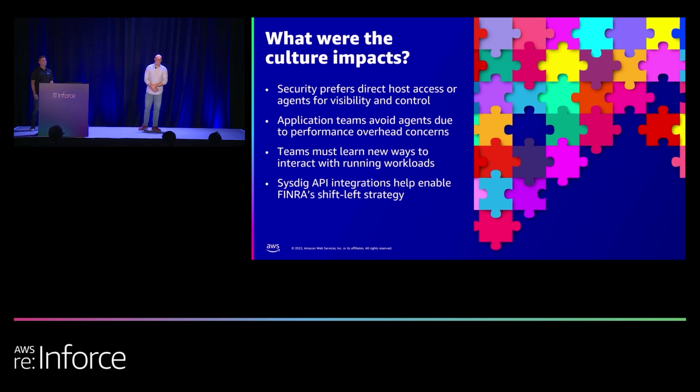Sysdig API integrations helped to enable our shift left strategy. From our CI/CD pipelines, we can call the Sysdig APIs and get the status on an image scan's results, or we can rescan an image if we want. There are various things we can do with the Sysdig API directly from the CI/CD pipeline.